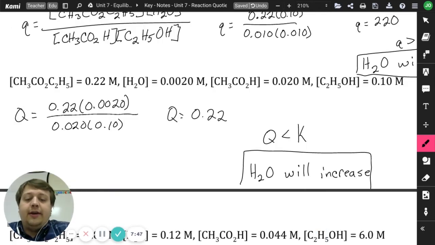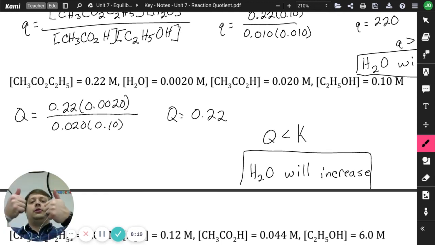Okay, so here's what you should have done. We found that Q equals 0.22 times 0.0020 divided by 0.020 times 0.10, and I found that my Q equals 0.22. Okay, that tells me that Q is less than K, which means the product to reactant ratio is too small, so the reaction will shift to the right, forming more products, and so my H2O will increase.